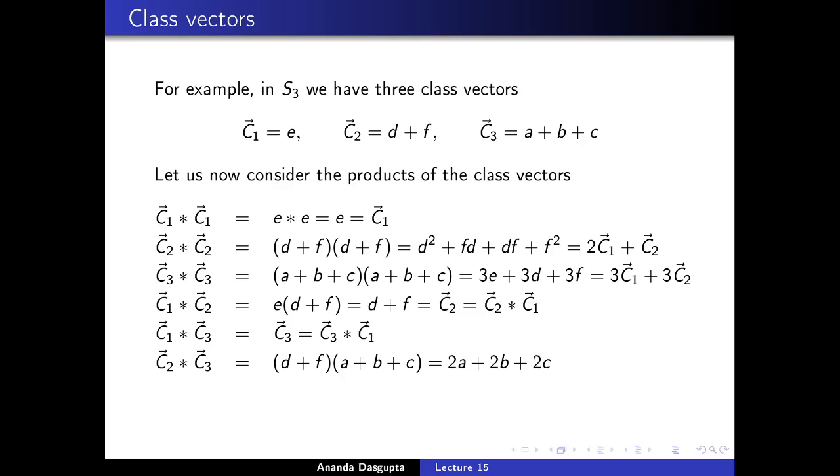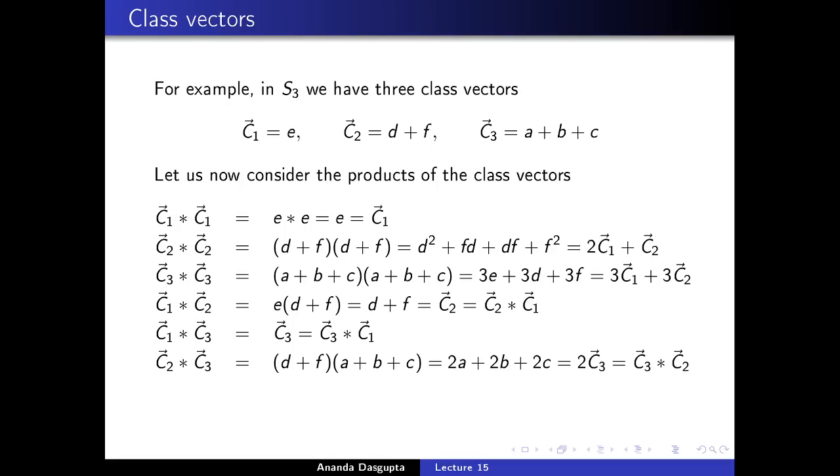This takes some amount of work, but it's easy to see that d times a, d times b, d times c are actually other reflections, and if you carry out the whole calculation, this will automatically follow. So c2 times c3 is twice c3, and it turns out that c3 times c2 is exactly the same. Now what we have seen here is a very special case of a general result.